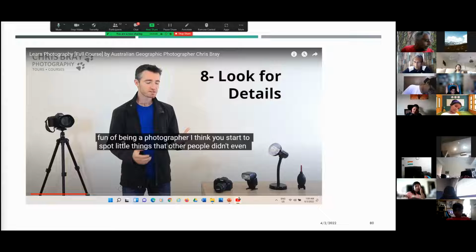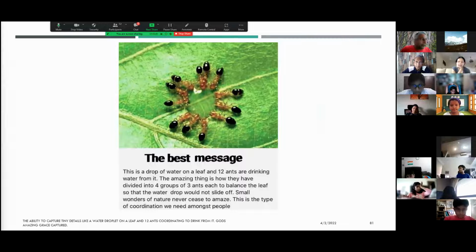Tip number 8 is looking for details. The fun in this craft or art is being able to spot little things that other people didn't even think about, let alone see, all right? So I got this picture of ants. There is a drop of water on a leaf and 12 ants are drinking water from it. The ability to capture tiny details like a water drop on a leaf and 12 ants coordinating to drink from it is amazing. How do they balance this leaf so that all 12 of them can share the water? God's amazing grace captured. So this is something that I would like all of you to take into account.